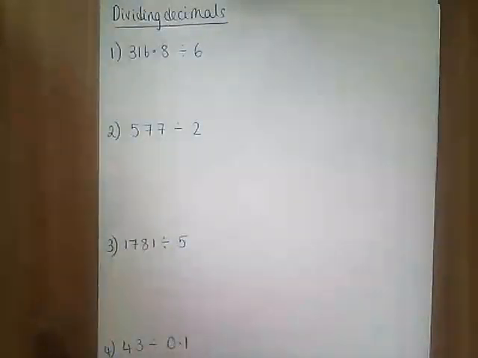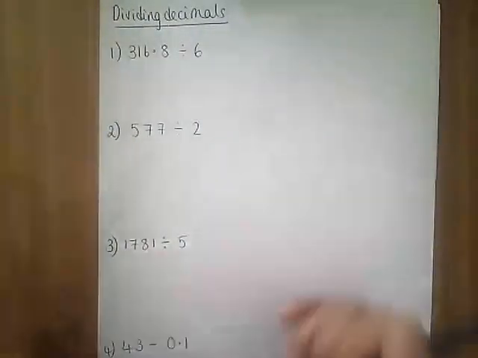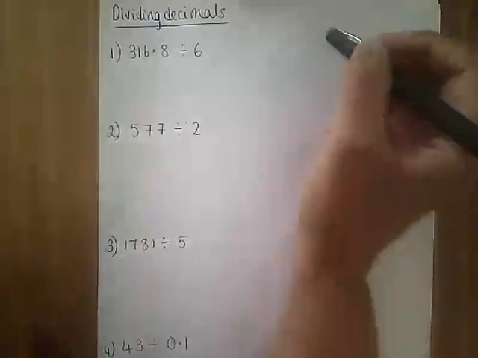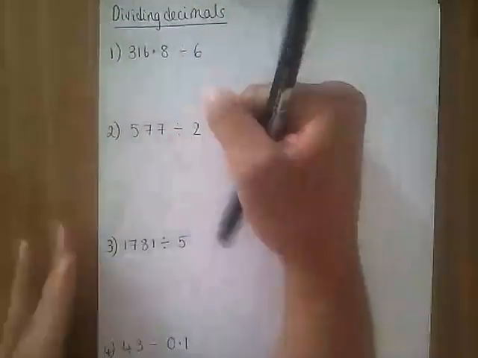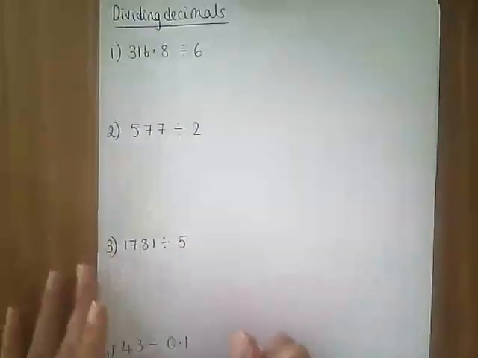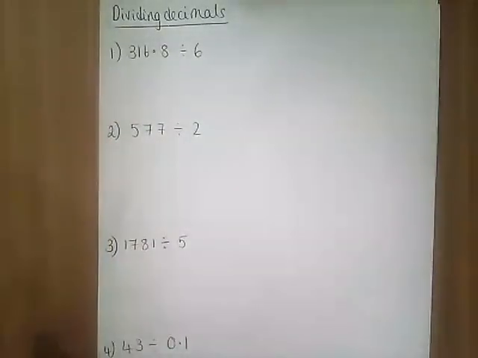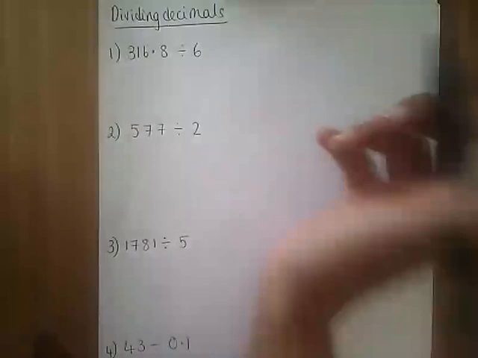Okay, right, we are going to look at dividing decimals. So we're going to do a few examples of lots of different kinds. So where you have a decimal in, where you don't have a decimal in, or where you're dividing by a decimal, okay? For all of this method, we're going to use the bus stop method, okay?